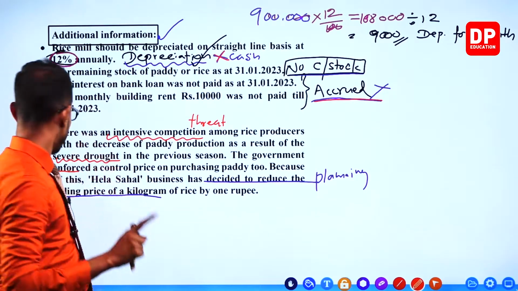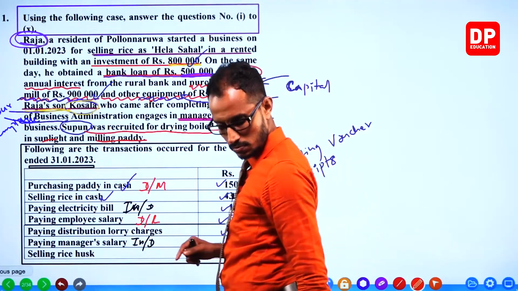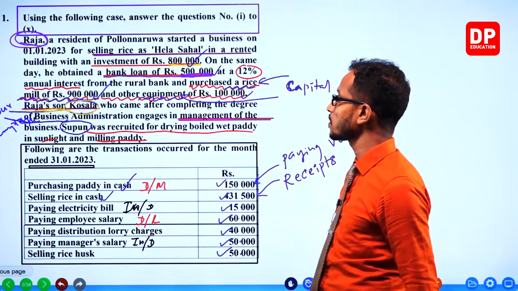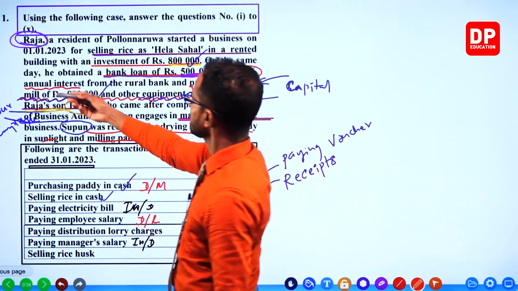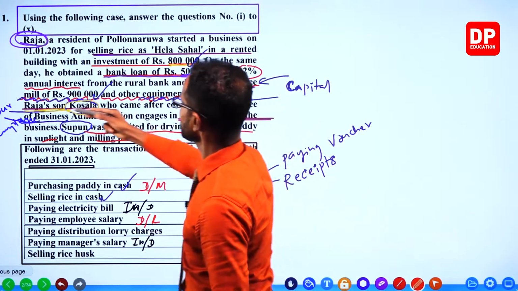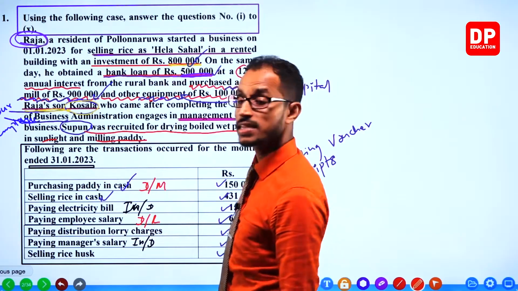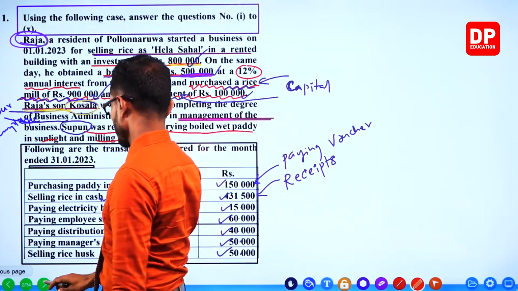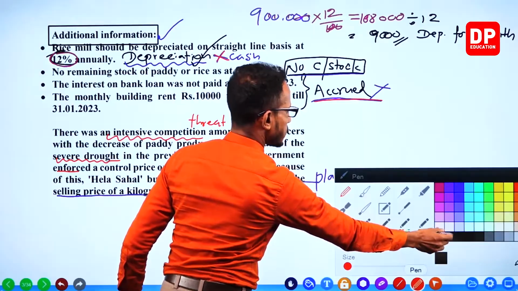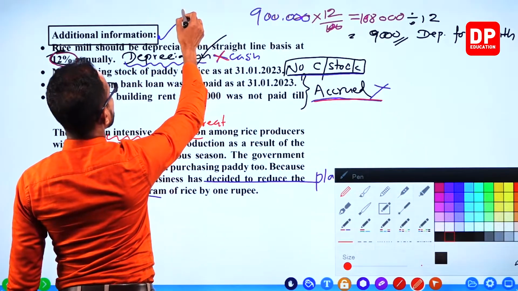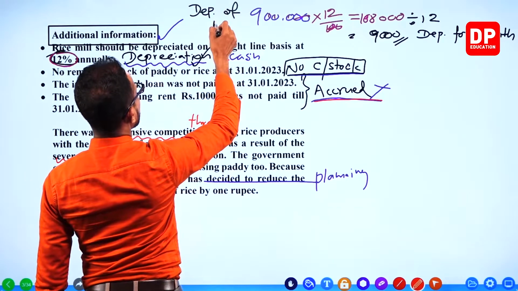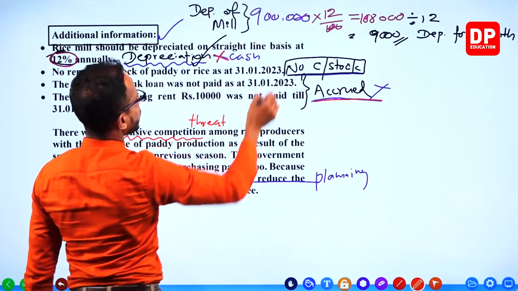Interest on bank loan was not paid as at 31st January. That should also be calculated. Annual interest is given. The bank loan is 500,000 at 12%. That is annual, but we have to calculate for a month, just like the depreciation of the mill.